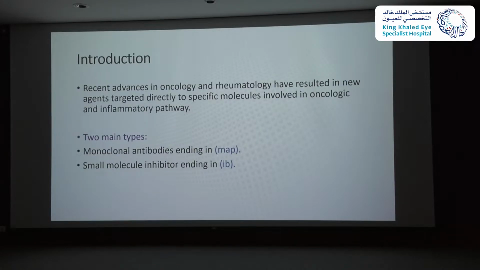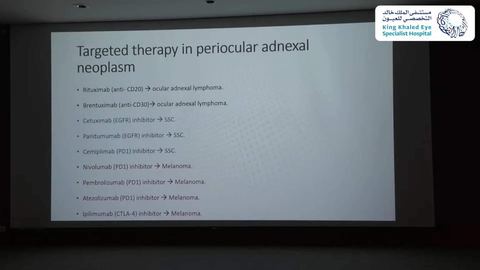We have 2 main types that are in use usually. Those are the monoclonal antibodies, which usually end with the 3 letters MAB, and the small molecule inhibitors, ending in IB or NIB. The monoclonal antibodies are usually binding to antigens, and usually those antigens are on the cell surface. And the small molecule inhibitors usually inhibit by blocking a metabolic or enzymatic step in target cells.